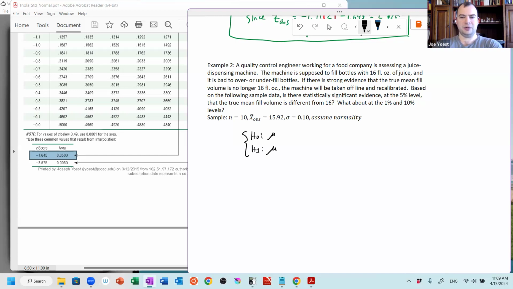I'm making claims about mu, the true mean fill volume of the machine. And my question is, do I have evidence that the true mean fill volume is different than 16? In other words, mu not equal to 16.